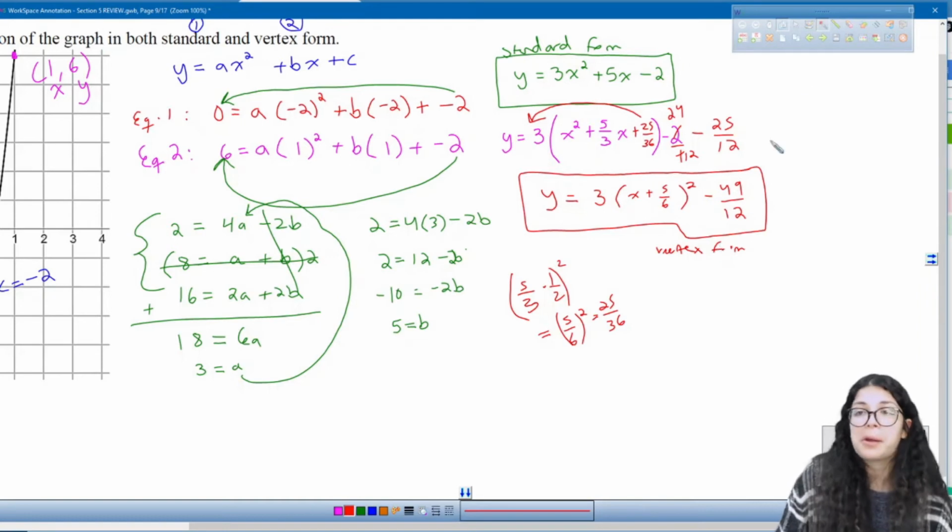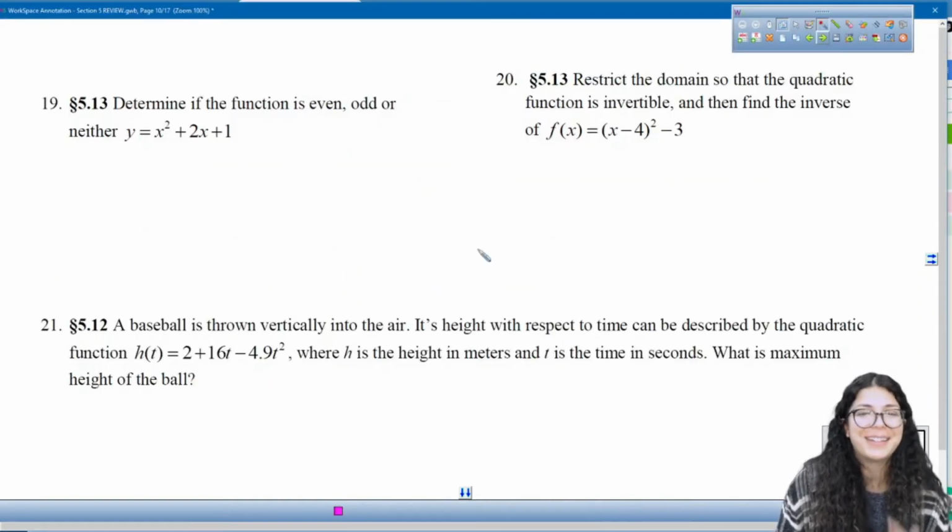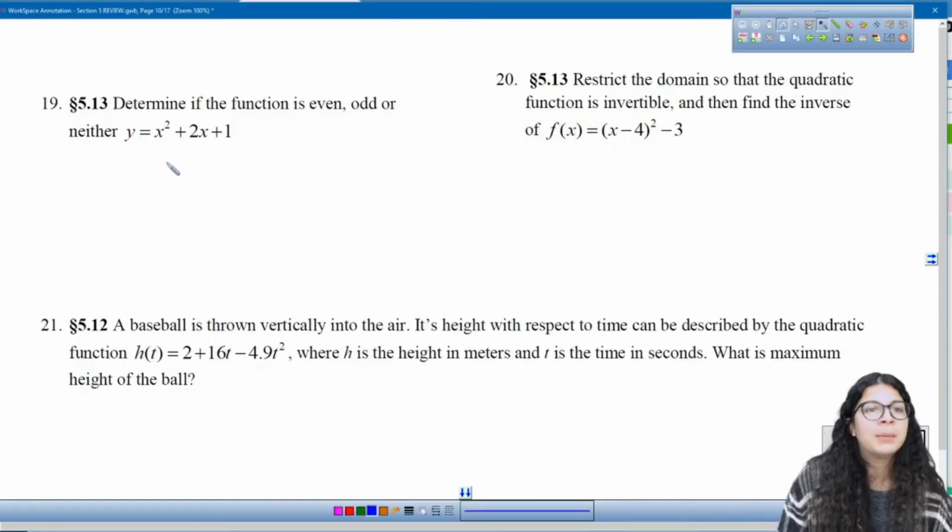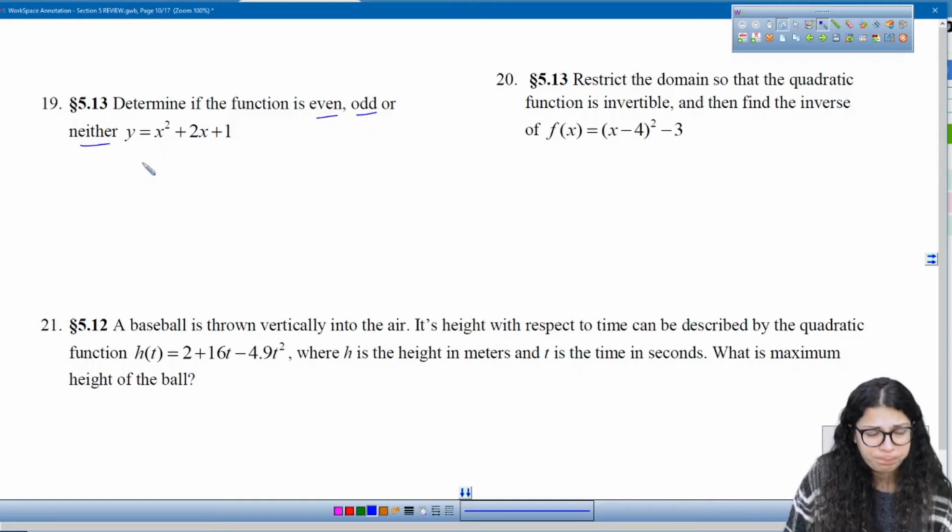Okie dokie. That was a lot of hard work. Let's go ahead and move on to number 19. So on number 19, we need to determine whether the function is even, odd, or neither. All right, let's go ahead and do that.